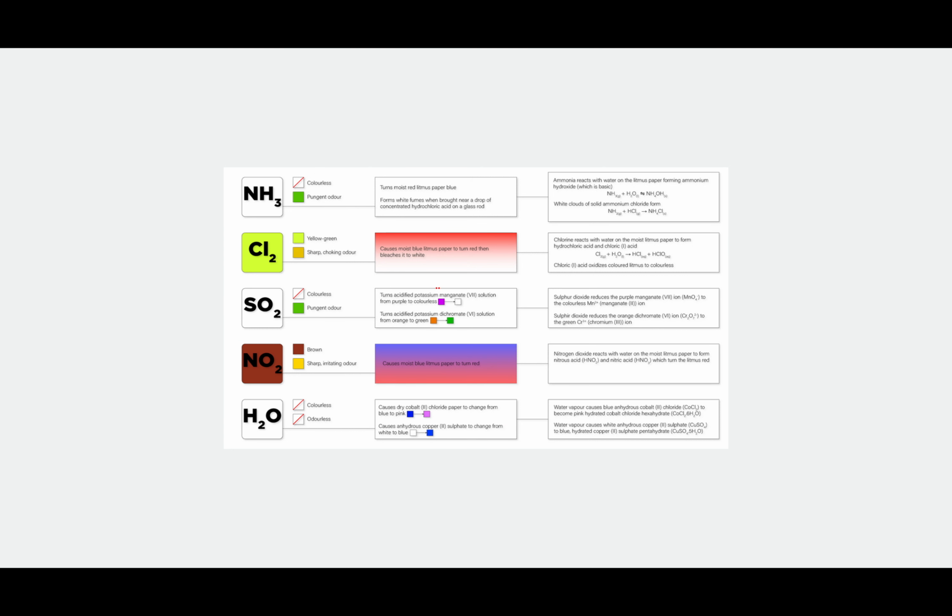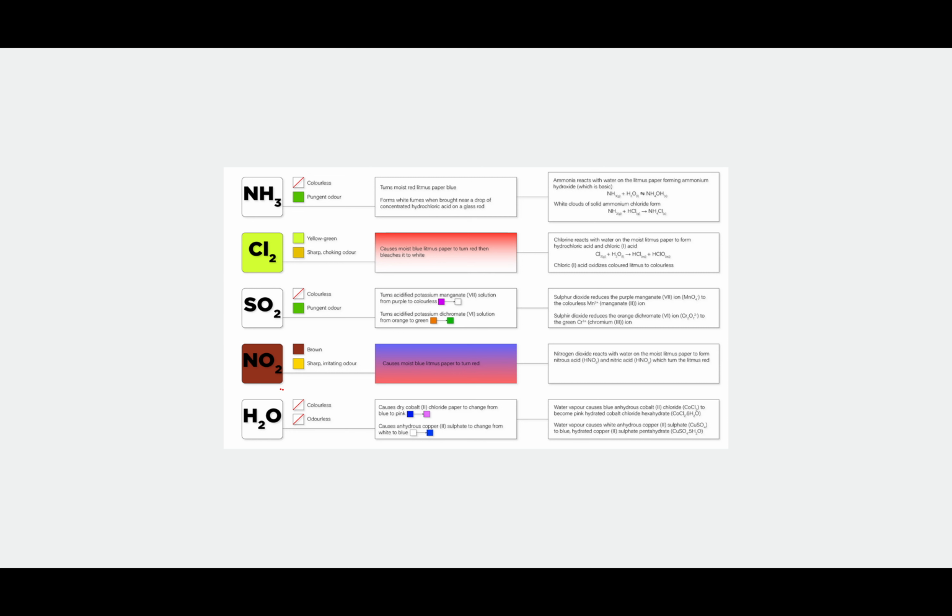Well, we're going to have oxidation and reduction, redox reactions occurring, right? So the sulfur dioxide reduces the purple permanganate, Mn 7 plus ion, to the 2 plus, and with the dichromate, it reduces the orange 6 plus ion, right, to our 3 plus. So we have that information there.